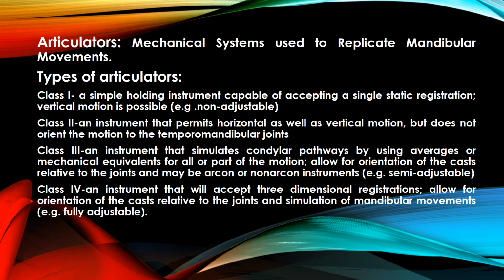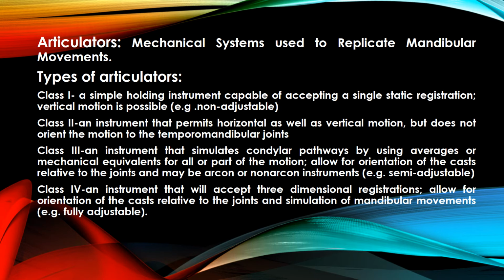Class 2. An instrument that permits horizontal as well as vertical motion but doesn't orient the motion to the temporomandibular joints. Class 3. An instrument that simulates condylar paths by using averages or mechanical equivalents for all or part of the motion, allows for orientation of the casts relative to the joints, and may be arcon or non-arcon instruments, which means semi-adjustable.